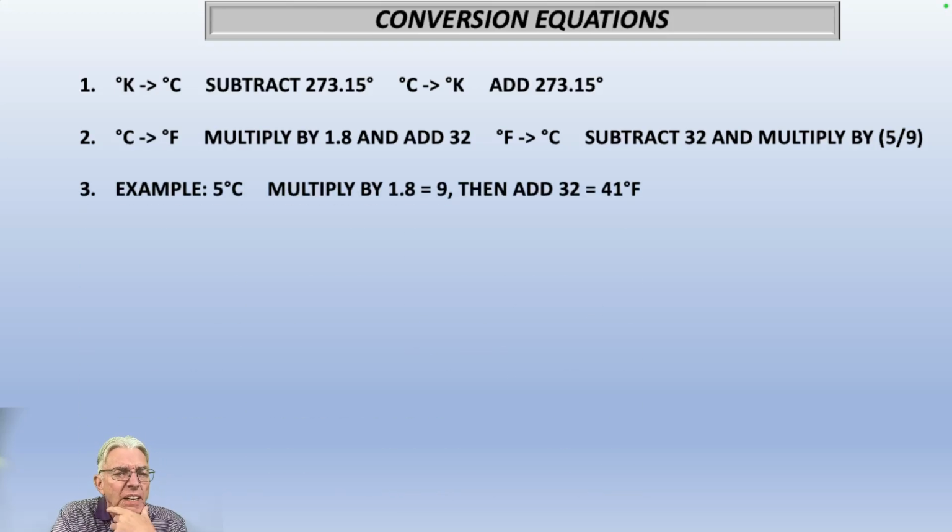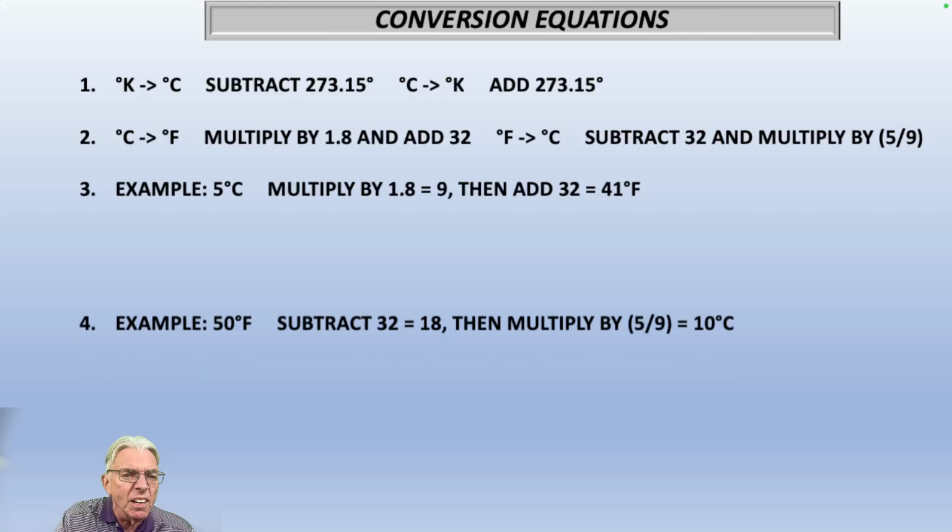So here's an example. You're starting off with 5 degrees Celsius. You multiply that by 1.8 and you get 9, okay? And then you add 32 and you get 41 degrees Fahrenheit. So 5 degrees Celsius is 41 degrees Fahrenheit.